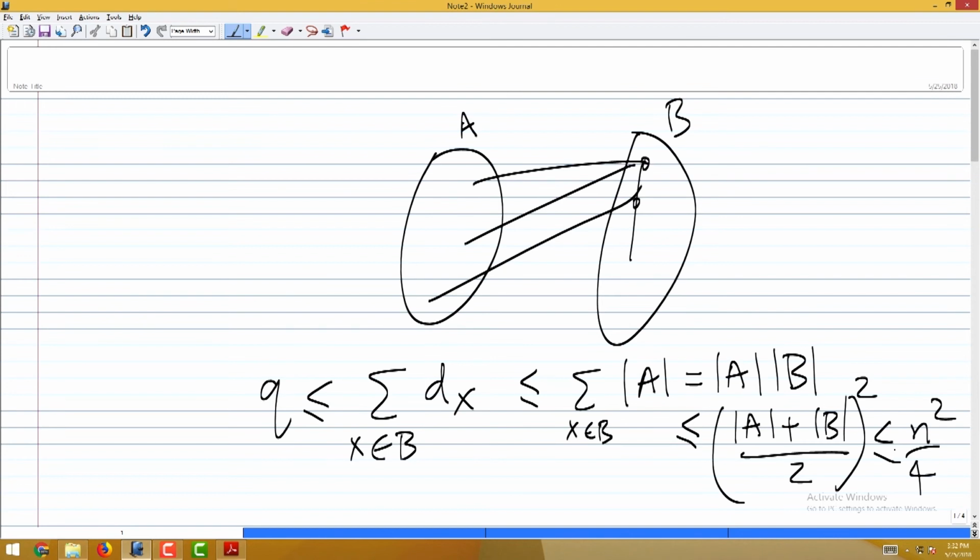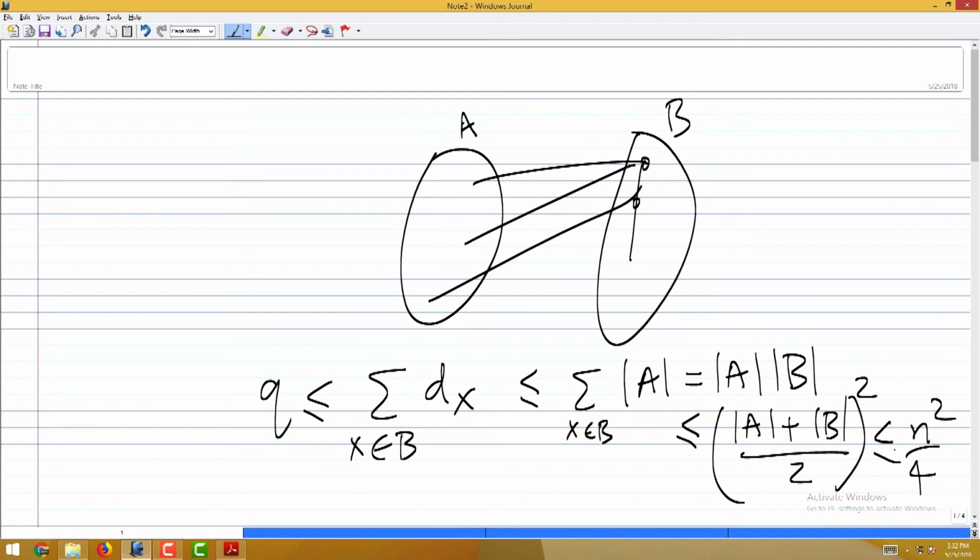because you can ask the question, is there a graph where the number of edges is actually n square by 4? This only tells you it's always at most n square by 4. He already told me at the beginning the complete bipartite graph, but this proof will tell you when is q equal to n square by 4?